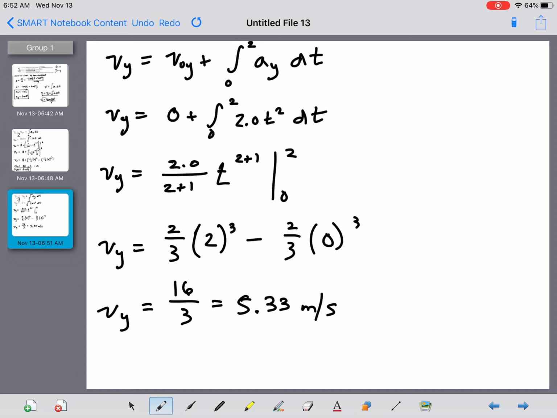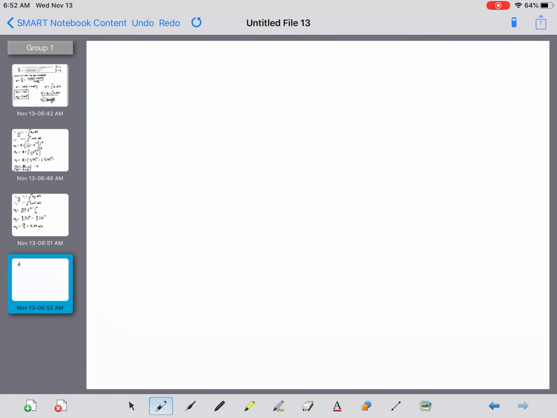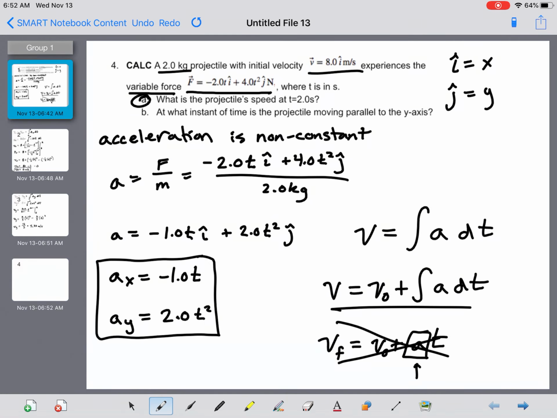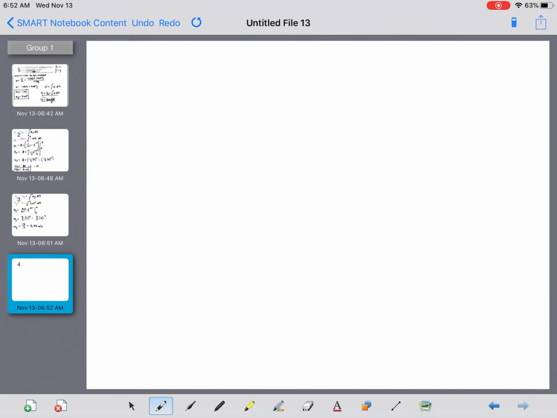All right. So now I've got both of these. But remember, the question is asking me, what is the speed at 2 seconds? So in order to determine speed, well, speed is just the magnitude of the resultant velocity. And in order to determine the magnitude of a resultant vector, I can do Pythagorean theorem.